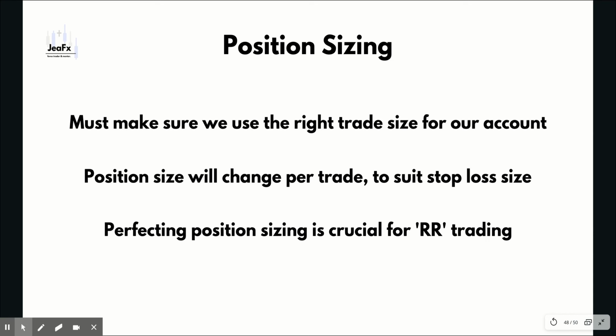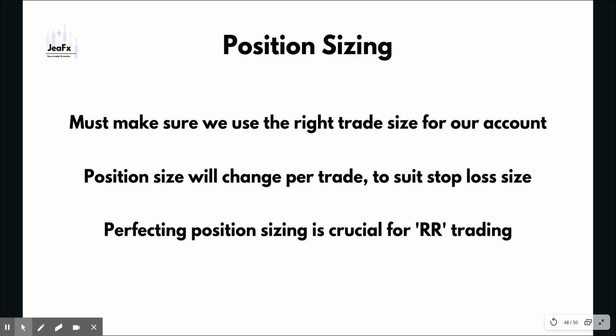All traders use completely different account sizes. Some people are trading with $100, some with $1,000, some with $10,000, and some with $100,000. Position sizing, of course, is going to vary across all of these different accounts. But what's important to remember is that even within one account, your position size is going to change on every single trade. We actually work out our position size depending on the size of our stop loss.